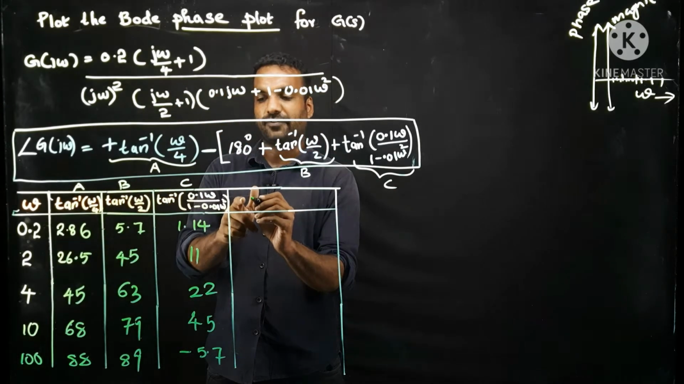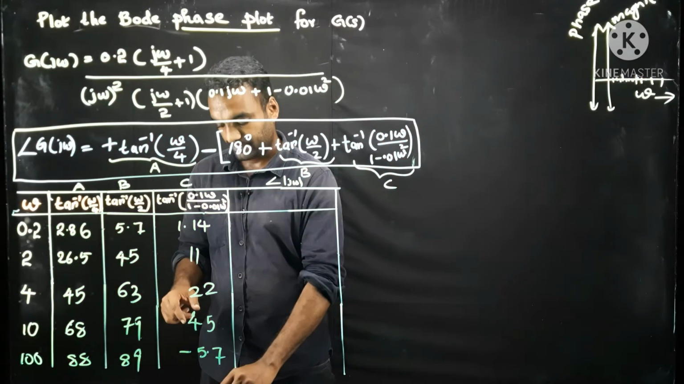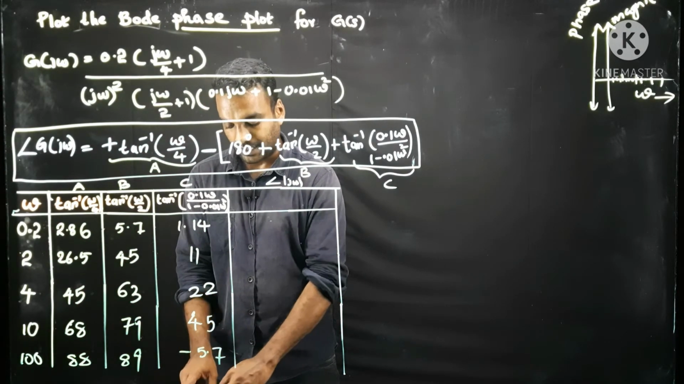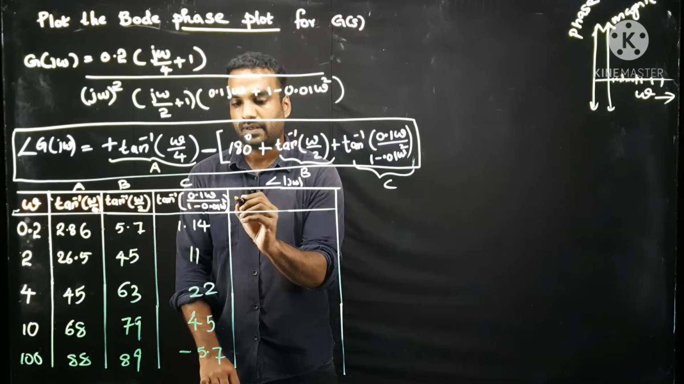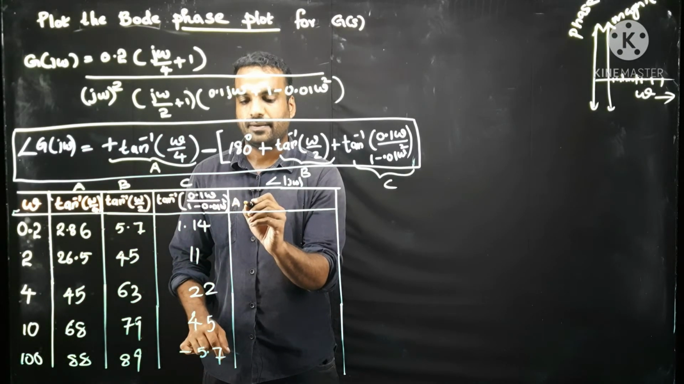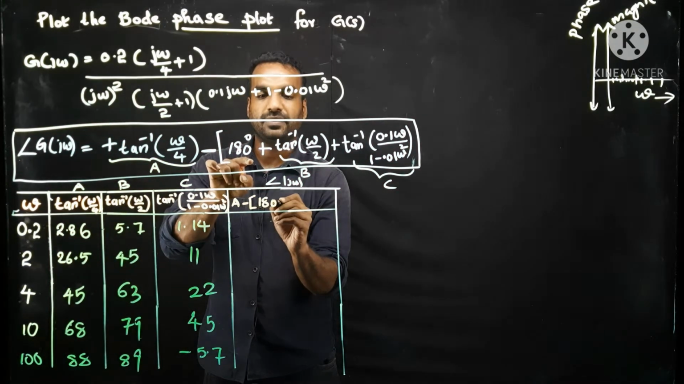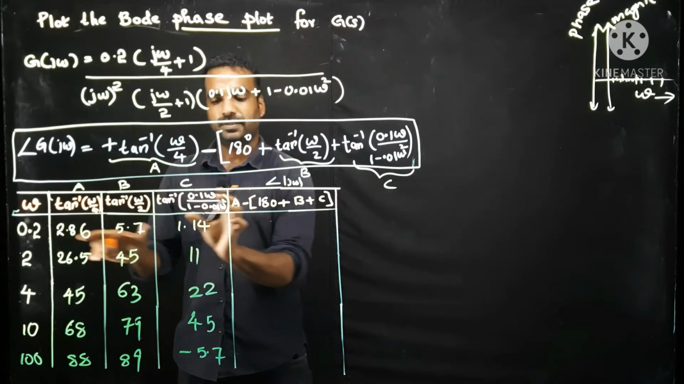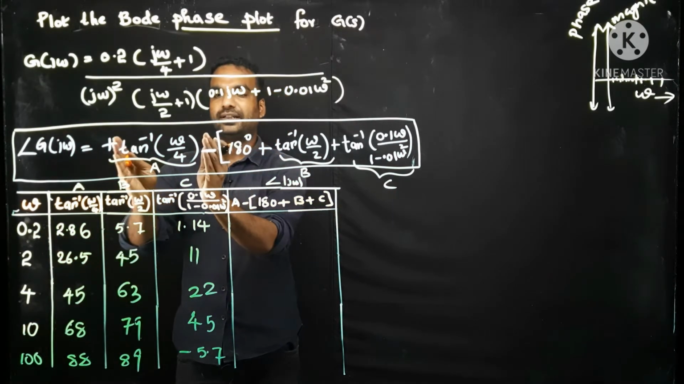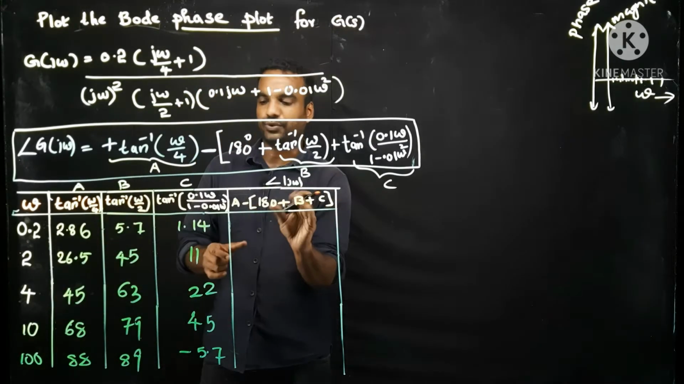Now this is the final phase, angle of G of j omega, and that can be written as A minus 180 plus B plus C. Is it okay now? We divided this into small terms and then finally mixed them together.